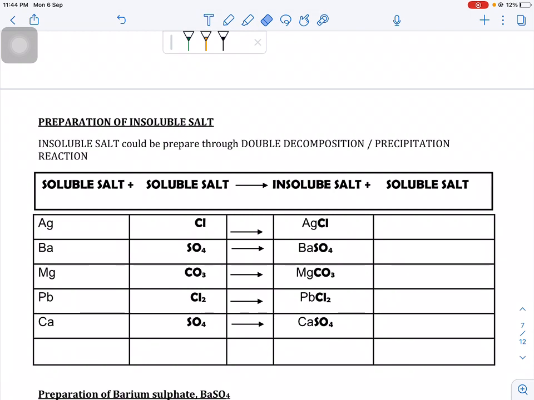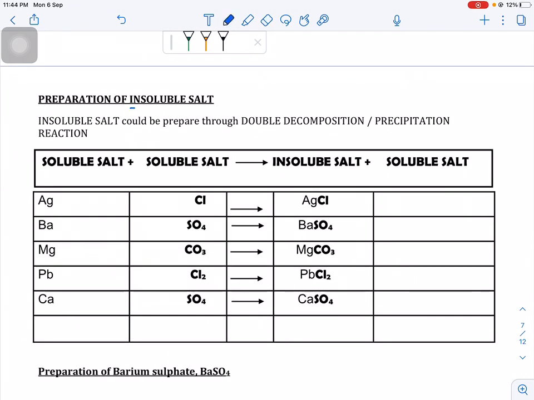So in this video, we're going to continue with the preparation of insoluble salt. In the previous lesson, we already covered the preparation of soluble salt by using four reactions of acid. And for this video, I will teach you how to prepare insoluble salt. But before you want to know the preparation of insoluble salt, first you have to make sure you can recognize which one is soluble salt. Okay, what are the soluble salts? So if you already recognize the insoluble salt, let's start.